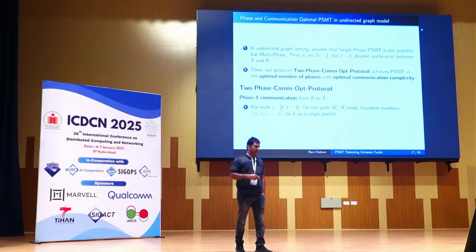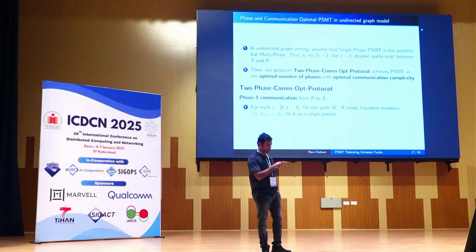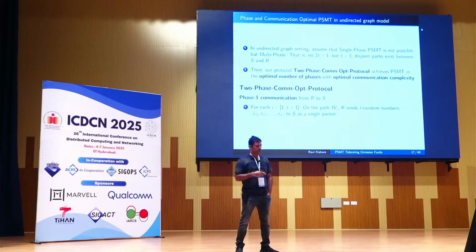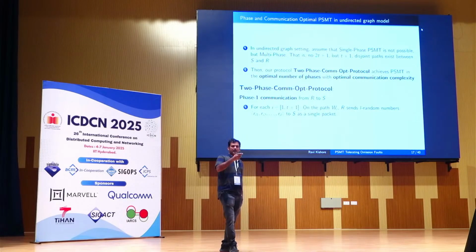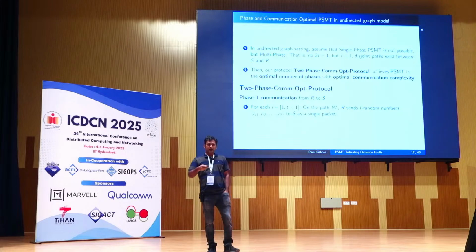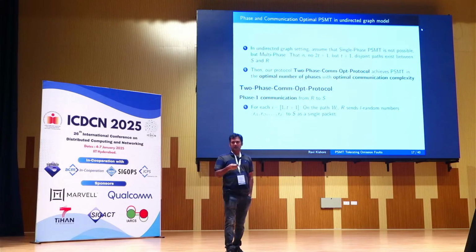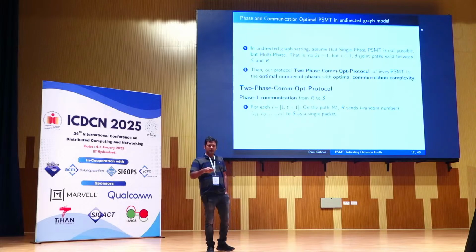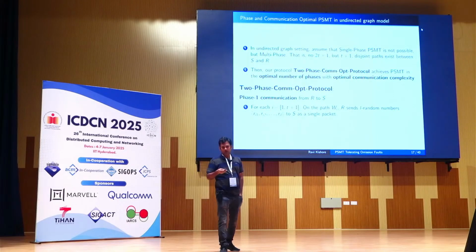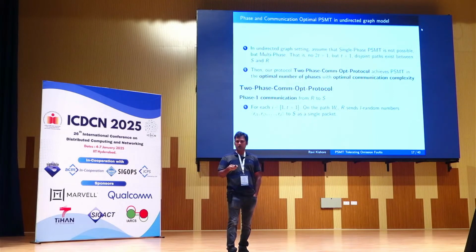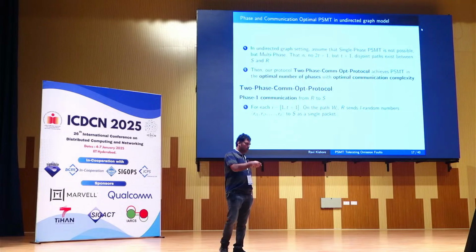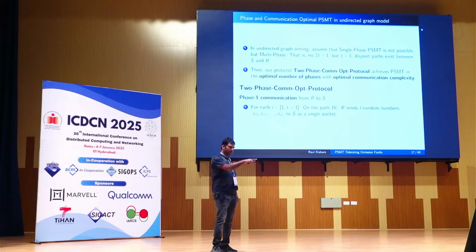We try to design protocols which meet this lower bound. Okay, so as we said, we designed a two-phase communication optimal protocol. Suppose a graph doesn't have the 2T plus 1 connectivity from the sender to receiver, then obviously a one-phase protocol is not possible. But assume that in the given network, PSMD is possible. So the best protocol that we can give is a two-phase protocol. So our protocol achieves that, and at the same time, this meets the lower bound. The idea is simple.